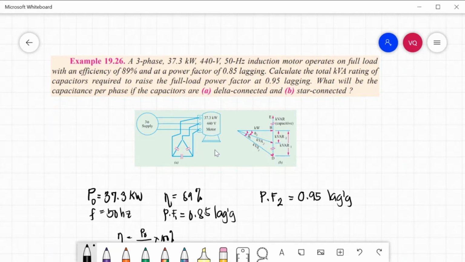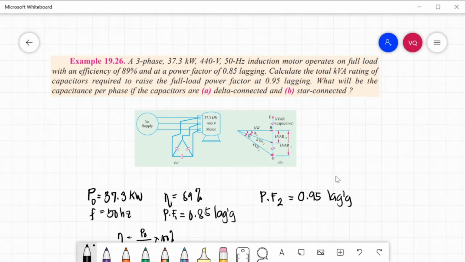So we have a motor, this one, and it has an output power of 37.3 kilowatts at 440 volts line to line. So what will be the kVA rating of the capacitor required for us to correct the power factor from 0.85 to 0.95 lagging? So this one is in delta. So i-redraw lang natin ito in Y para ma-solve natin yung letter B. And it is connected to a 3-phase supply.